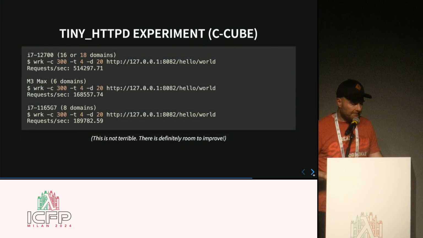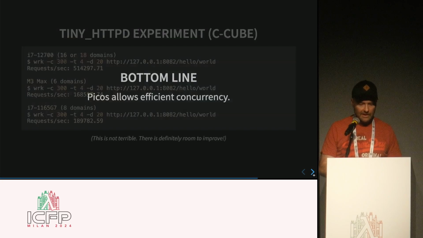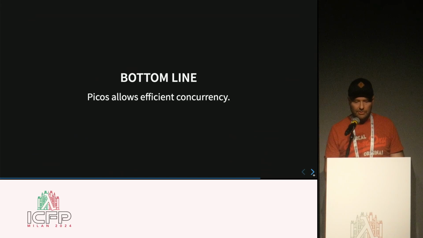There's also, I mentioned the tiny HTTP daemon. It was benchmarked to be able to do like 500,000 requests per second on a rather beefy machine. On other machines, not necessarily performing that well. But the bottom line is that this should allow pretty efficient concurrency.